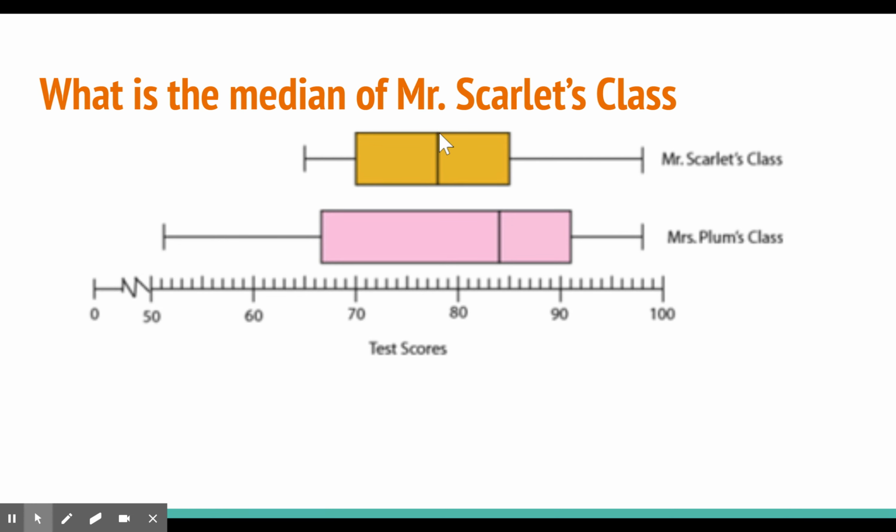So looking at Mr. Scarlett's line inside the box for our median, draw it down. If I'm eyeballing this right, looks like we got 78. The median for Mrs. Plum's class, we're going to look at this line right here. That looks like that is at 84.